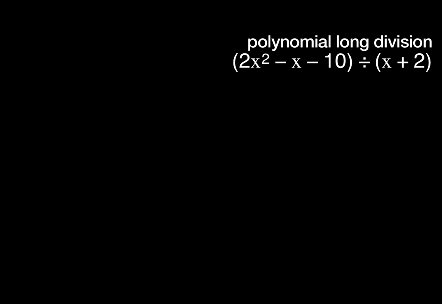So now my polynomial, the highest power is 2x squared. Next highest power is x, so it's minus x. Next highest power, there is no power, so that's the minus 10. We are not missing any terms, so I do not need to put anything in there. And I'll go x plus 2. Procedure stays the same. X times what gives me 2x squared? Well, x times 2x will give me the 2x squared.